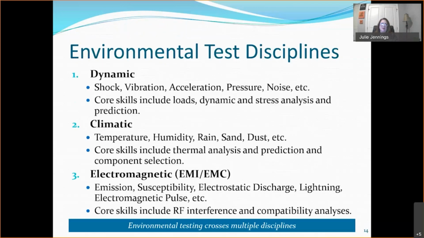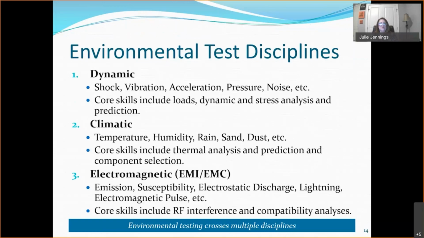And then you finally have the electromagnetic EMI, EMC nerds. They deal specifically with emission, susceptibility, ESD, lightning, and their core skills are RF interference and compatibility analyses. Those guys are incredibly gifted in a very, very black art. If you need some information on that, we can definitely chat. I know lots of folks that do that kind of stuff on a daily basis. And like I said before, I'm just smart enough in that area to understand how to spell the words, but there's a whole industry associated with that.